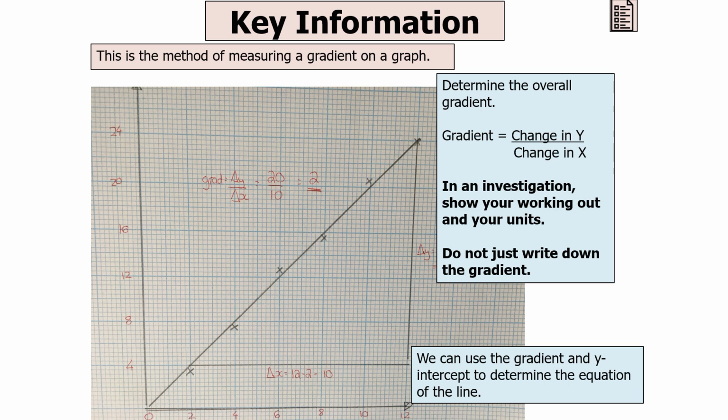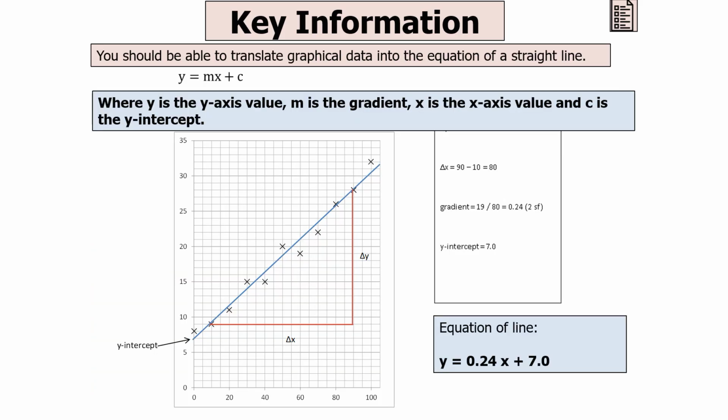Now, we can use the gradient and the y-intercept to determine the equation of the line. So it's very important that you should be able to translate graphical data into the equation of a straight line, which is y equals mx plus c, where y is the y-axis value, m is the gradient, x is the x-axis value, and c is the y-intercept.